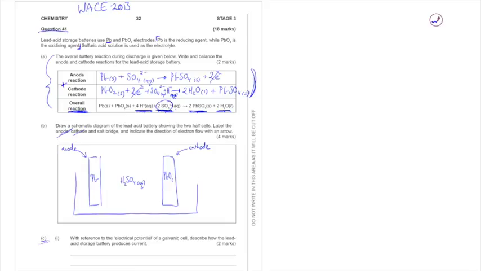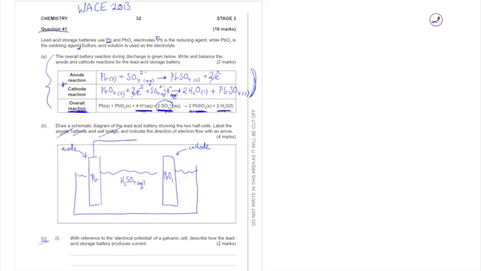I'm going to put all of this in some sort of vessel, indicate that there's some sort of liquid present, and there's my salt bridge. It's actually this solution of sulfuric acid. Now the last bit of the question is to indicate the direction of electron flow.